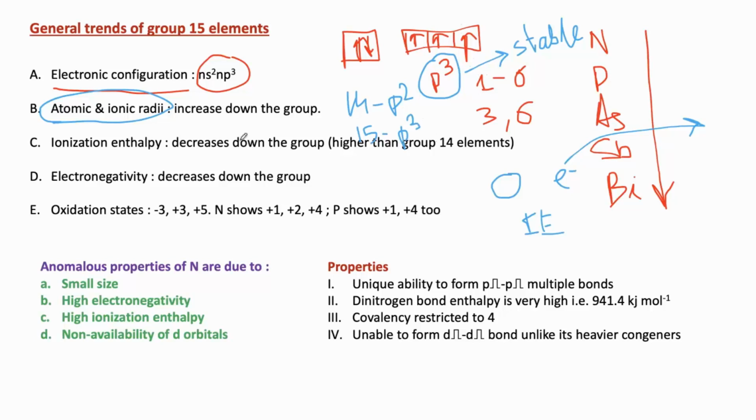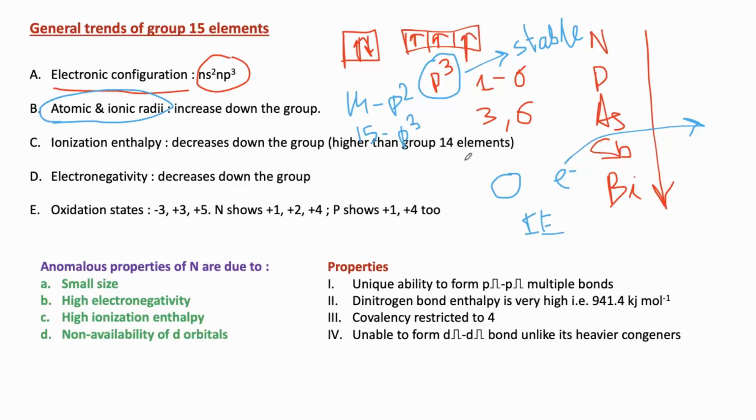This decreases down the group, because as the size of the atom increases, the pull of the nucleus on the outermost or valence shell also decreases, because the distance between the nucleus and the valence orbital increases. The greater the distance between the nucleus and the electron, the less the attraction. So less energy is required to pull off the valence electron. That's why if we go from top to bottom, the ionization enthalpy decreases.